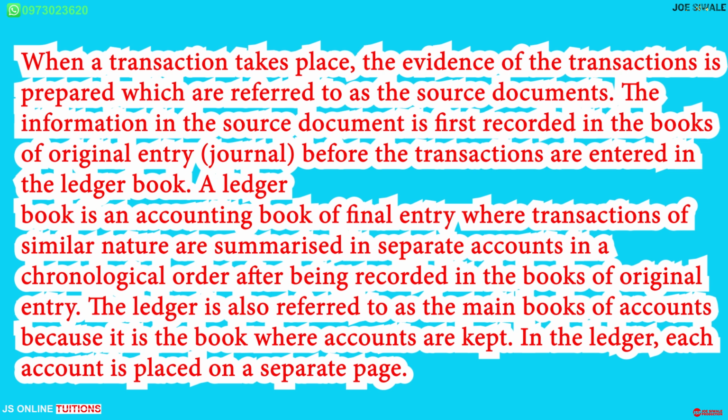A ledger book is an accounting book of final entry where transactions of similar nature are summarized in separate accounts in order of dates after being recorded in books of original entry. The ledger is also referred to as the main book of accounts because it is a book where accounts are kept. In the ledger, each account is placed on a separate page.